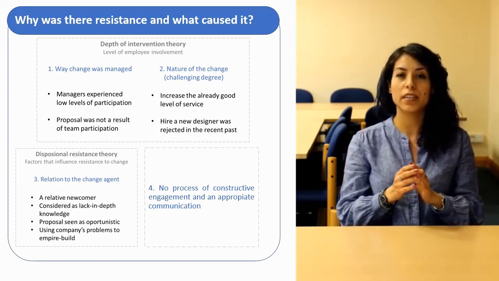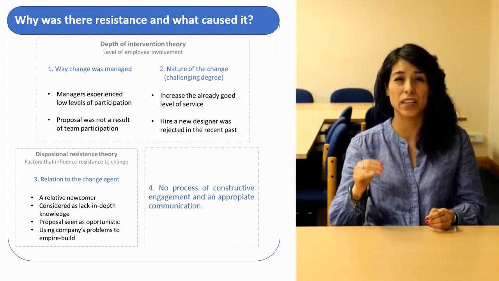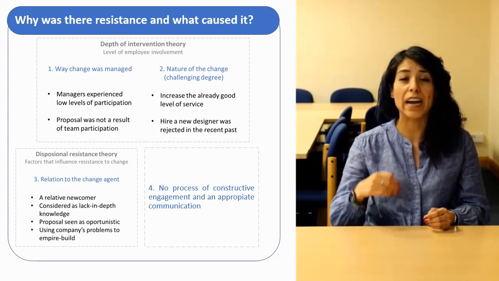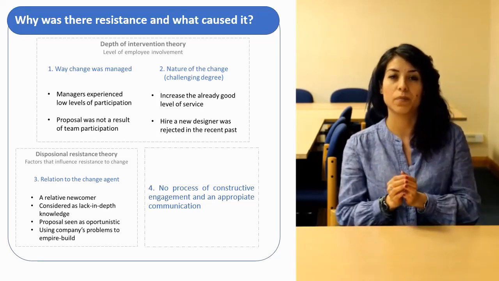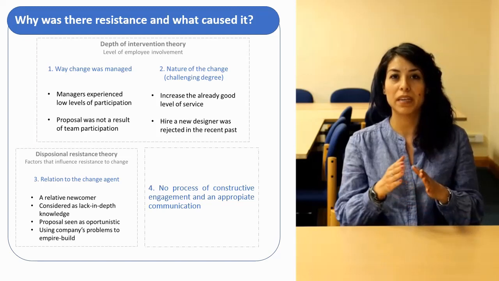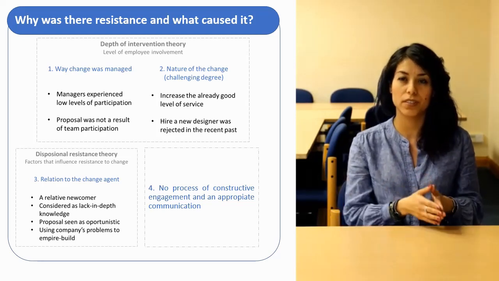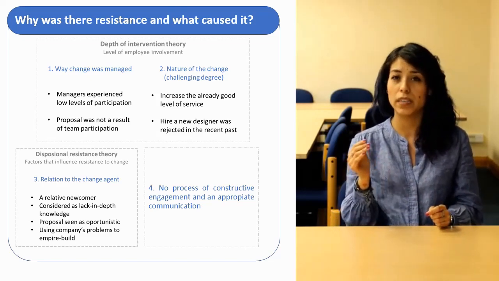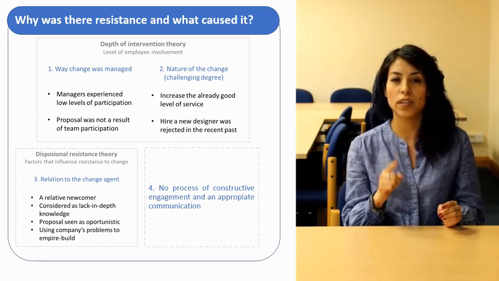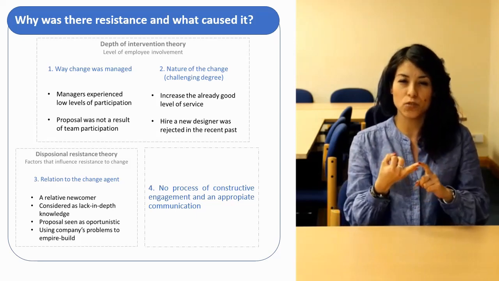The second reason regards the nature of change and challenging degree to individuals. The idea to increase and make more efficient the already good level of service JK had was considered a nonsense idea. Additionally, the idea of hiring a new designer was rejected in the recent past. Both reasons are related to the depth of intervention theory, which states that the resistance is affected by the level of individuals' involvement. The third reason is based on the dispositional resistance theory, which indicates that the relationship between individuals and the change agent affects resistance. Because the marketing and design manager was a relative newcomer, he was considered as lacking deep knowledge, and his proposal was seen as opportunistic and tending to impair build.